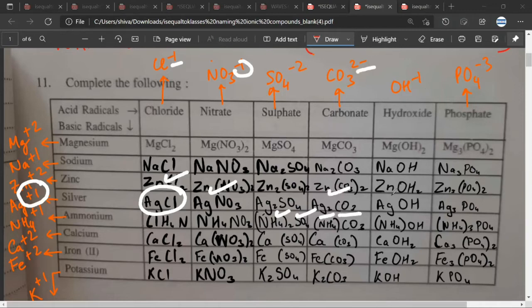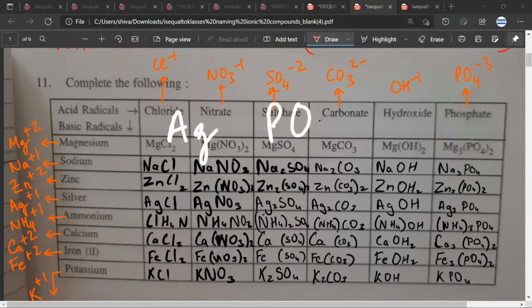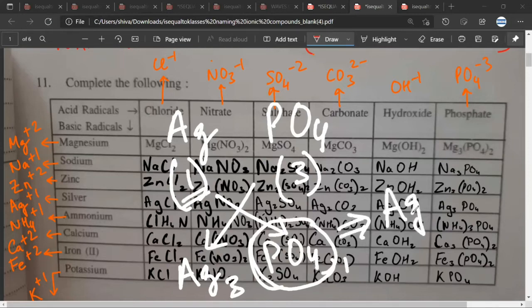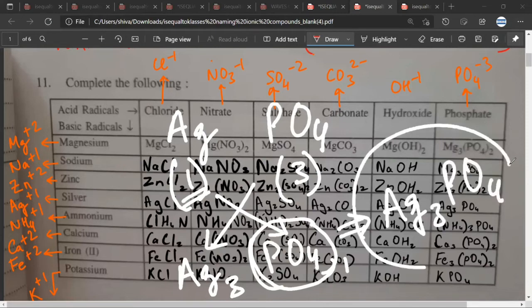Ag and hydroxide both are 1, so AgOH is correct. Ag has 1 but phosphate has 3, so this is correct. Mr. Satya, any doubt here? No, sir. So Ag3PO4: Ag has a valency of 1, phosphate as a group has a valency of 3. By the crisscross method, Ag will have this valency 3 transferred to it, PO4 will have this valency transferred to it. The valency of silver, this valency will be shared by the full group, and this one can be ignored. That is why Ag3PO4 would be the final answer. Mr. Satya, any doubt?